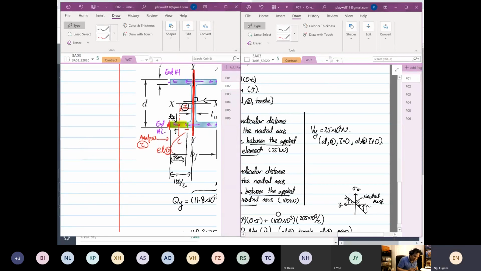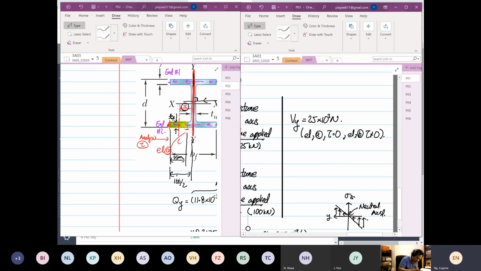I think I made a mistake down here. My apologies. Vy is not equal to 0. My bad. Vy is not equal to 0 when it's thin wall analysis. If it's thick wall analysis, it is equal to 0. This is a thin wall analysis.